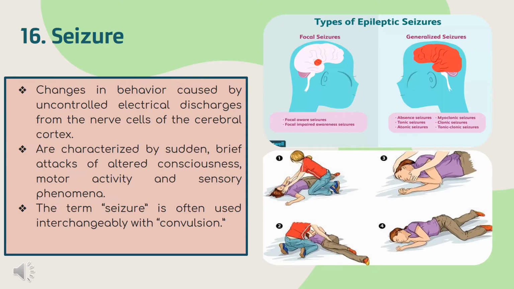Seizures. This is an involuntary contraction of the muscle caused by abnormal electrical brain discharges. They are characterized by sudden, brief attacks of altered consciousness, motor activity, and sensory phenomena. So the term seizure is often used interchangeably with convulsion. There are types and causes of seizures that vary with age and are classified into two major categories. We have the partial and generalized seizures. With partial seizures, only one area of the brain is involved. With generalized seizures, the disturbance appears to involve the entire brain. Loss of consciousness usually occurs.